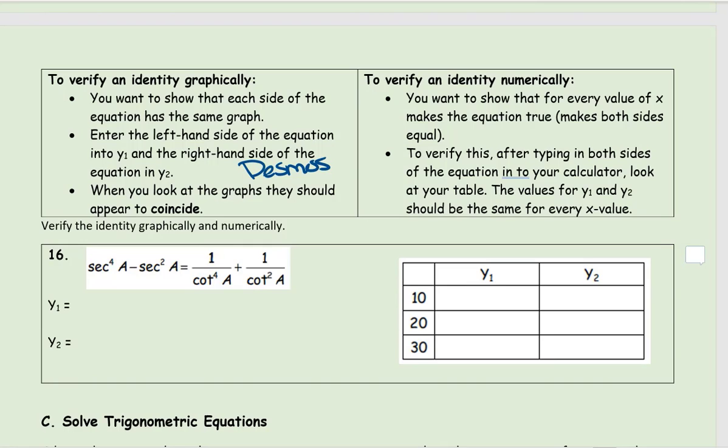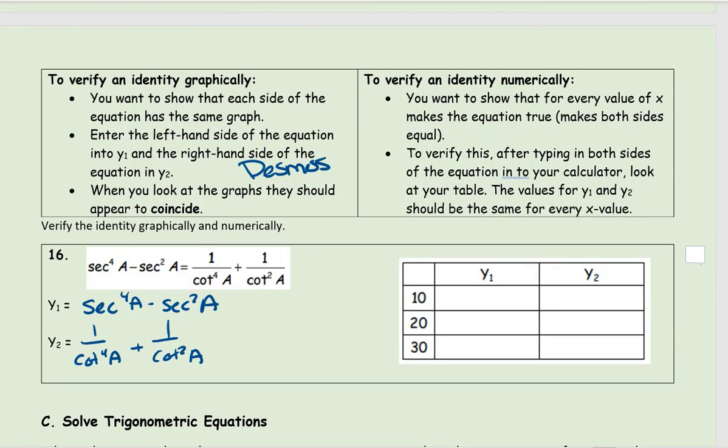The other way to do it is numerically. So you'd want to show that every value of x makes the equation true and makes both sides equal. To verify this, after typing both sides of the equation into your calculator, you can look at your table or you can just put the values in numerically. So what I'm going to do here, in example number 16, with that last problem that we just did, is make y1 secant 4a minus secant squared a, and we'll make y2 1 over cotangent a plus 1 over cotangent squared a.